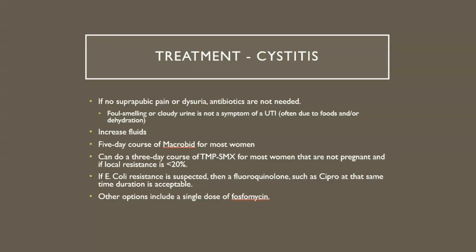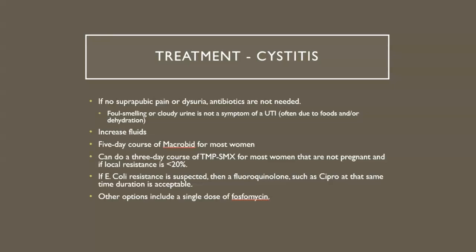You want to have them increase their fluids. Macrobid is the first line choice for most women. It's also pregnancy safe. And typically we do a 5-day course of Macrobid. You can do a 3-day course of Bactrim. However, Bactrim cannot be given to women that are pregnant. And if there is a great local resistance, Bactrim is not necessarily encouraged. You also want to make sure that they're not allergic to any sort of sulfa drugs, because that allergy tends to be a little bit more popular.